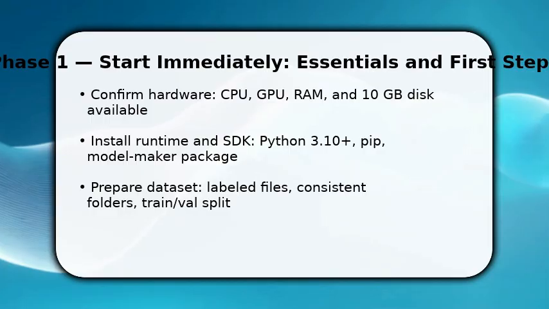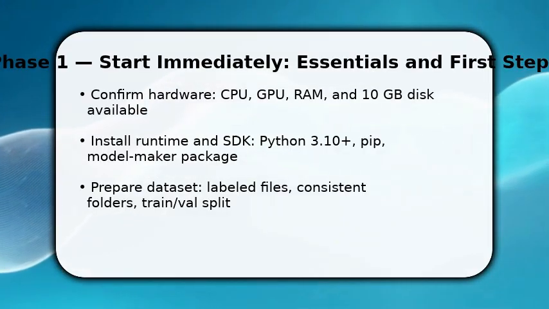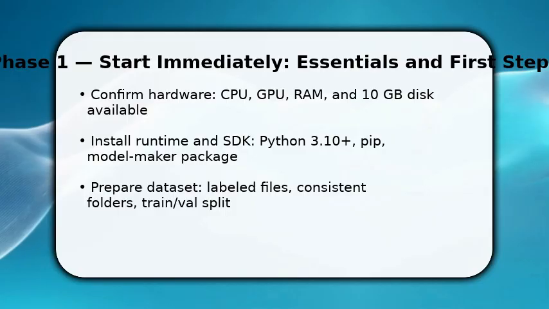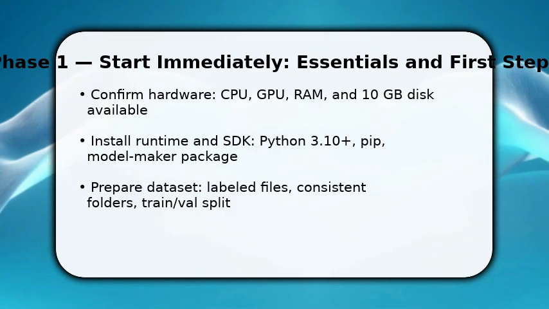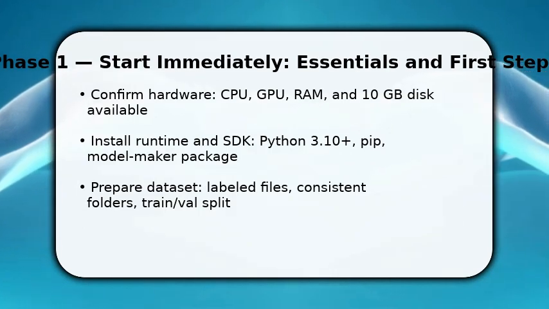Next, organize your dataset into labeled folders and create a clear train/validation split. This matters for reliable metrics. Once done, run a quick environment test script to load a small sample of images and verify that preprocessing runs without errors. This step gets you into the workflow immediately.